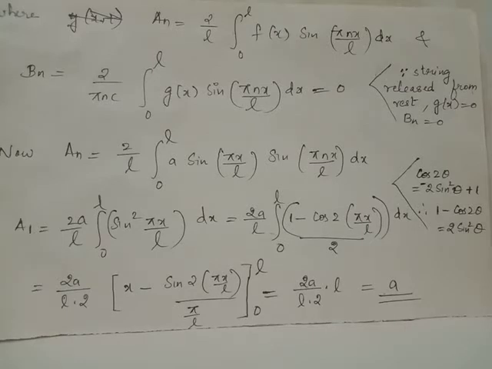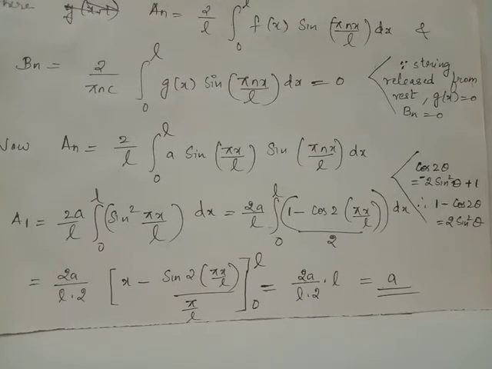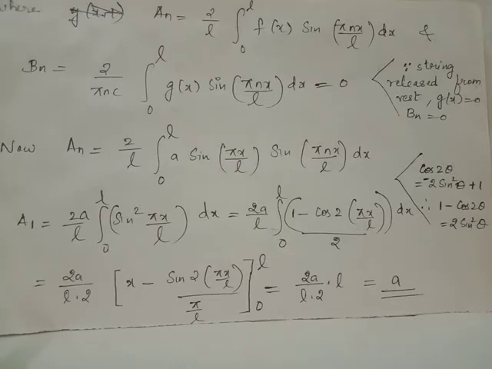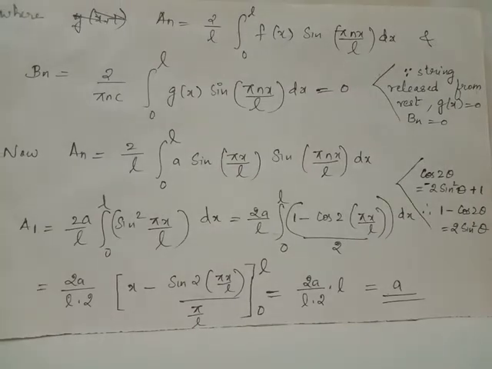When n equals 1, we have a_1 equals 2a by L times integral of sin²(pi x/L) dx. We have just given n equals 1 and we obtain the integrand as sin²(pi x/L) dx. We have the standard formula cos 2θ equals 1 minus 2 sin²θ, from where we have 2 sin²θ equals 1 minus cos 2θ, and thus sin²θ equals 1/2 times (1 minus cos 2θ). With θ equals pi x by L, sin²(pi x/L) is rewritten as 1/2 times (1 minus cos(2 pi x/L)).